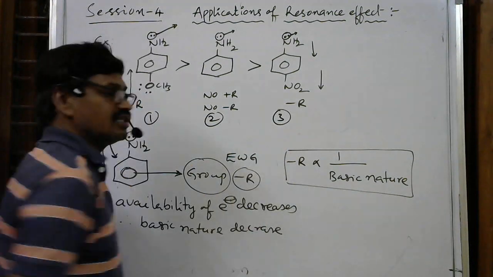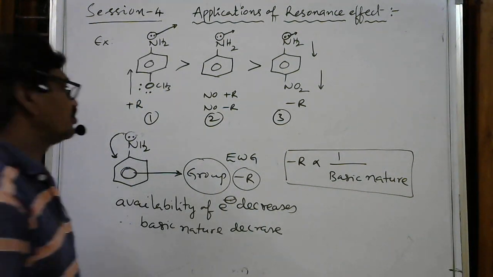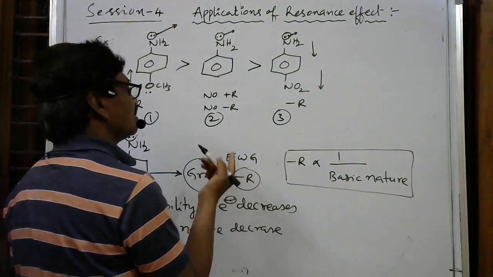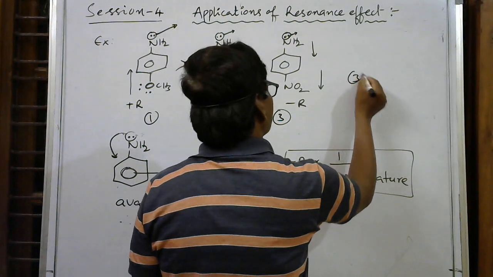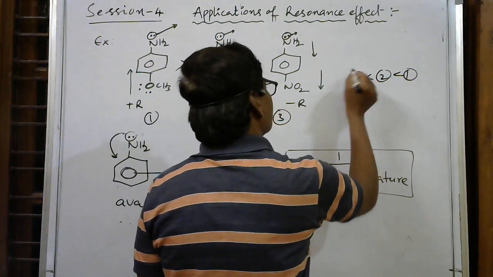And they ask what is the increasing order or what is the decreasing order of acidic nature. So what is the increasing order? Increasing order means the first one must be less. Means 3 is less than 2 is less than 1.